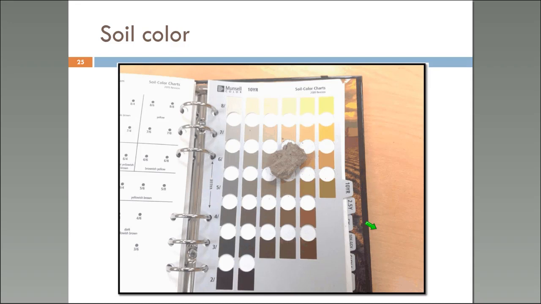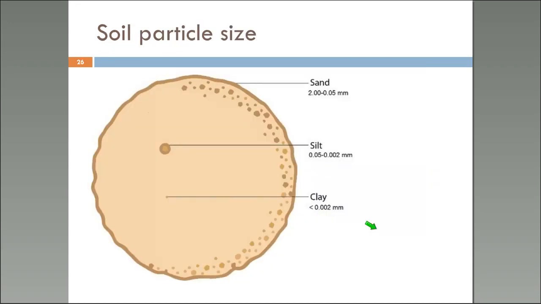And color can be an indicator of things, especially organic matter, or minerals like gypsum and iron have a really strong influence. Those are our predominant ones that we find at least in the Trans-Pecos.